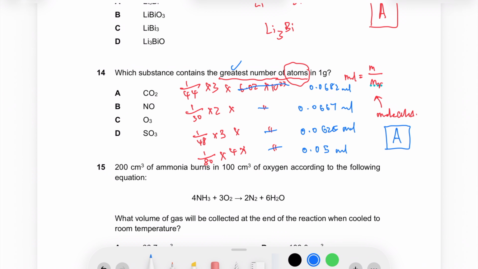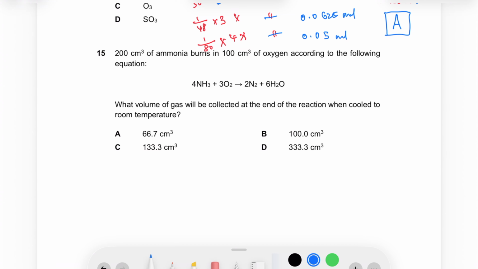Okay, so take note, when you use this formula, mole equals the mass over Mr, you're just looking at the molecules, but they want atoms. So this is the part where some students might make the mistake. So you have to times one molecule, how many atoms are there? For CO2 will be 3, and NO will be 2, and so on and so forth.